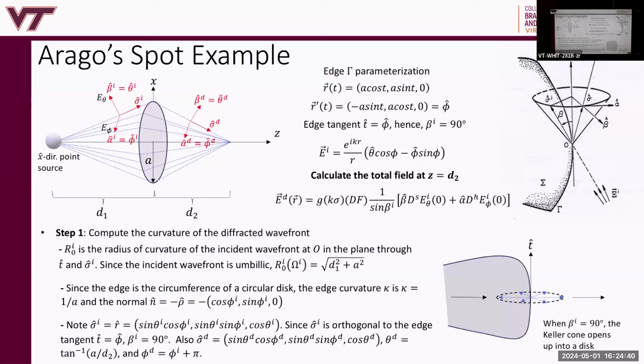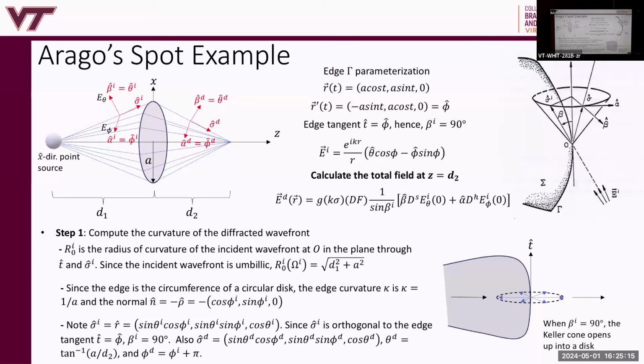So sigma incident now is equal to R hat, because here's sigma incident, but if we start from the source, then we have sigma incident here with respect to Z, where the positive direction of Z is there. This would be theta incident, and then there's a phi incident, right? So R hat, sine theta incident cosine phi incident, sine theta incident sine phi incident, and cosine theta incident. And that's sigma incident, yeah? Since sigma incident is orthogonal to the edge tangent, we already concluded that beta incident is 90 degrees.